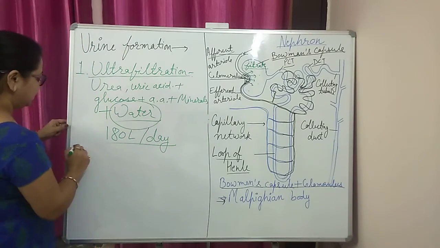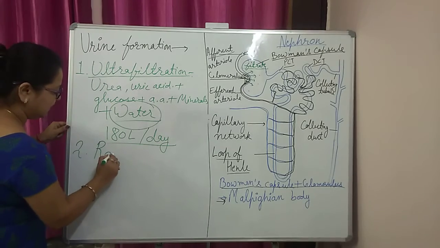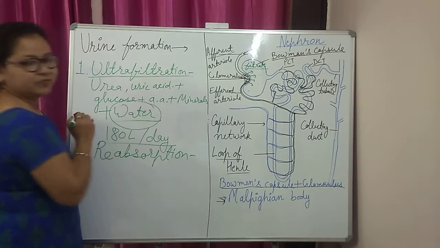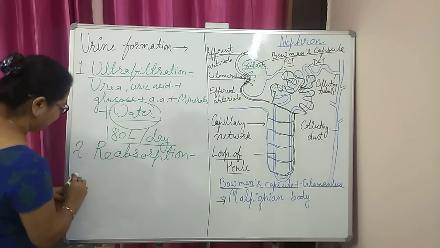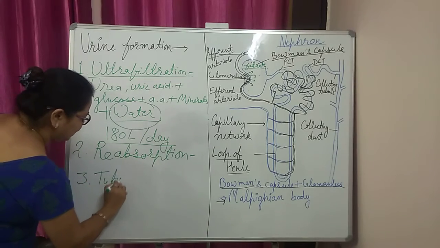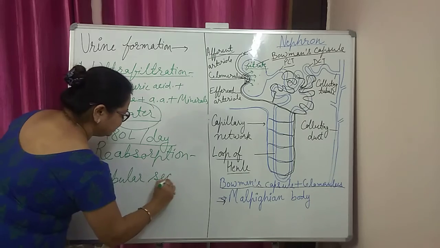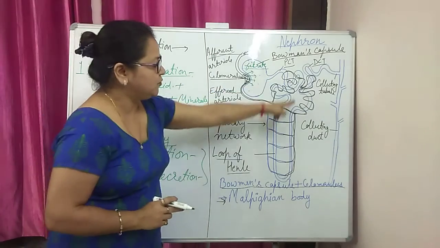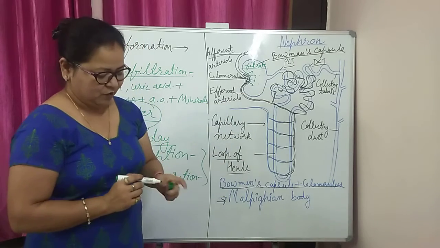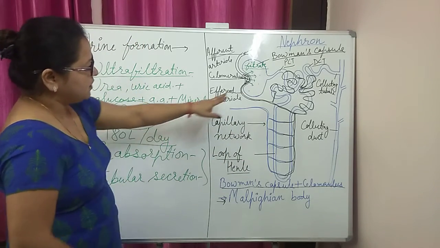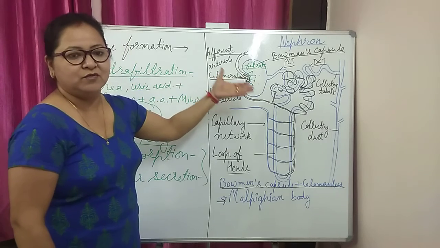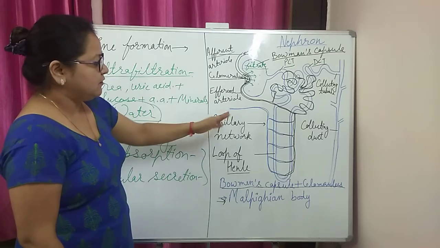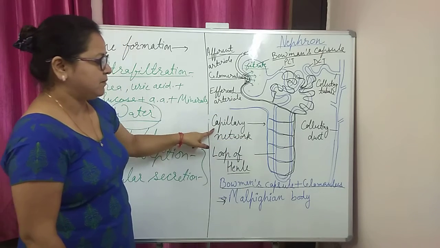There will be the second step, that is called reabsorption. The next two steps, reabsorption and tubular secretion, both take place in the tubular region of the nephron. So first, reabsorption. As I explained, this filtrate has a large amount of water, glucose, amino acids, minerals, and vitamins that should be reabsorbed. It is reabsorbed with the help of a capillary network.